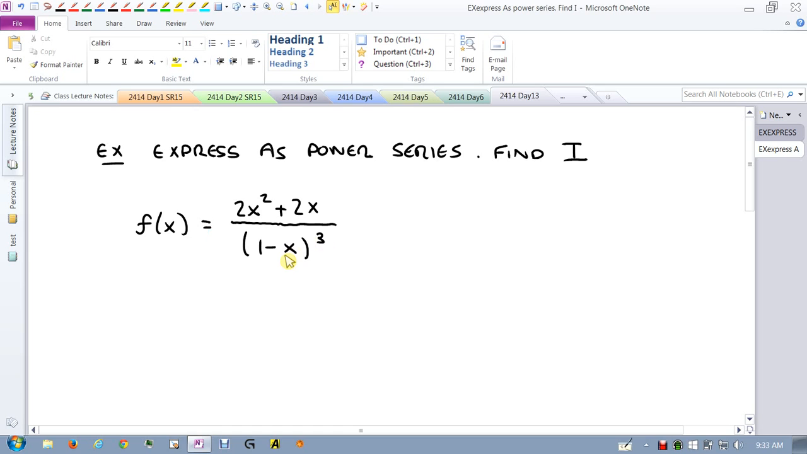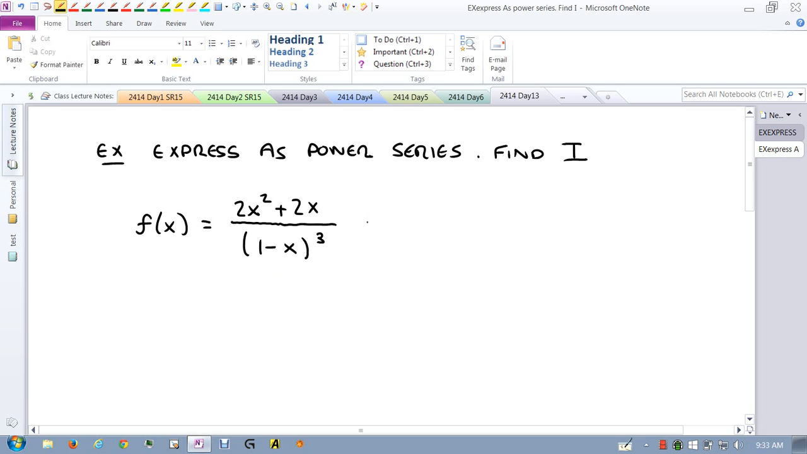Okay? So we're recognizing now that, look, that (1 minus x) cubed on the bottom is connected to the second derivative of the geometric series that we know. So to do this, we're somehow going to have to work with this second derivative and then get it back to where it came from. All right, now on the top, we have an issue because it's not a 1.